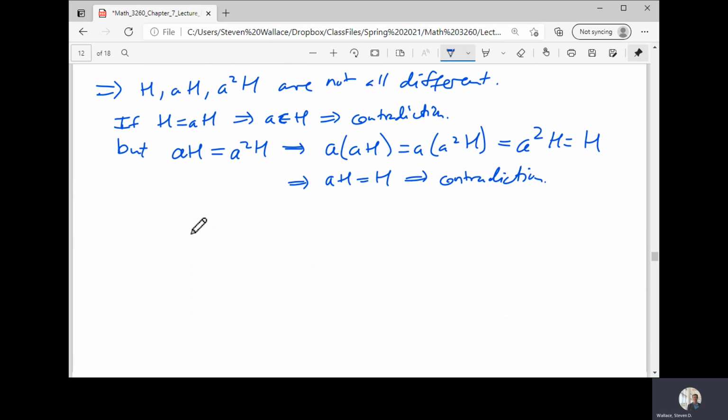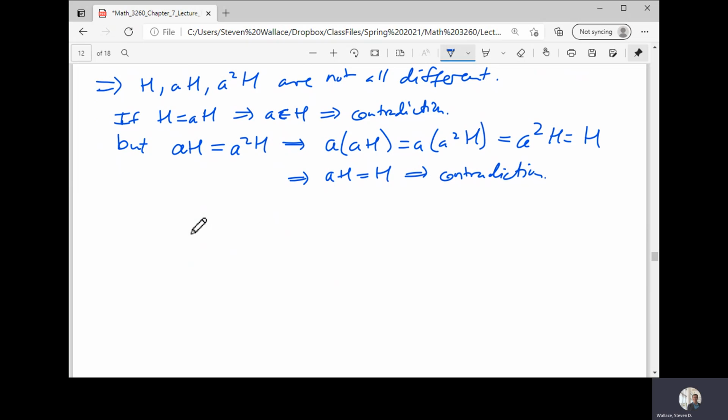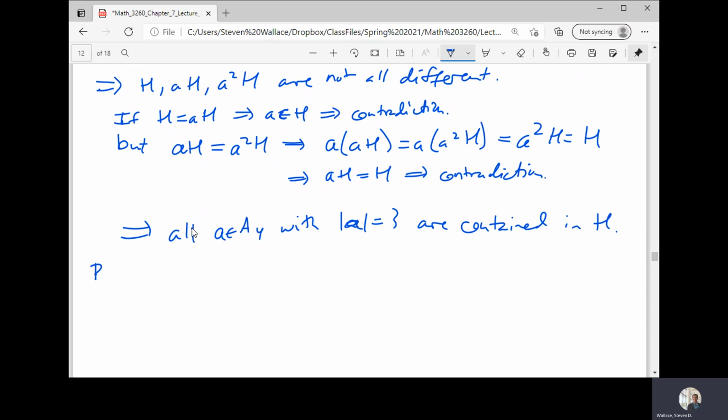So in the end, this says that all elements of order 3 must be contained in H. However, there are too many of them, right?